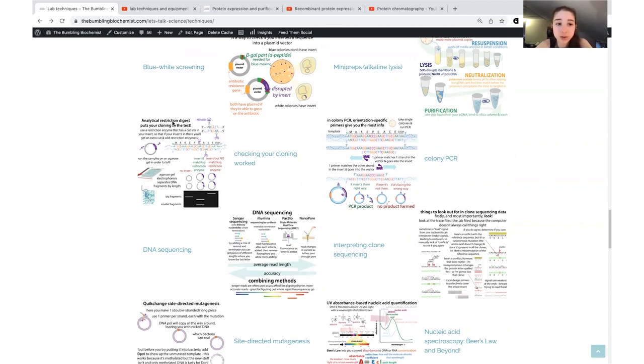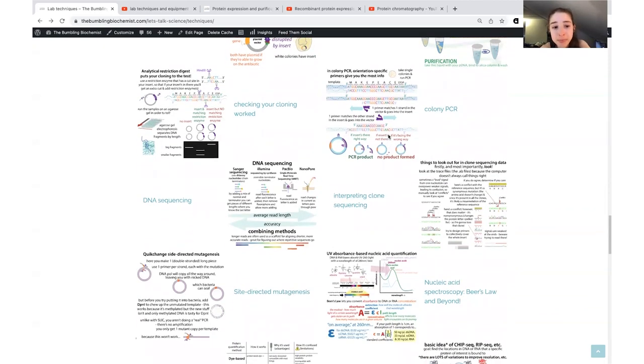Just one note: for the analytical digest, you do a mini prep first. With colony PCR, you can actually go straight from the little gloopy dot. So you can do the colony PCR and start a colony for a mini prep at the same time, then only move forward with the ones that had a positive result on the colony PCR.